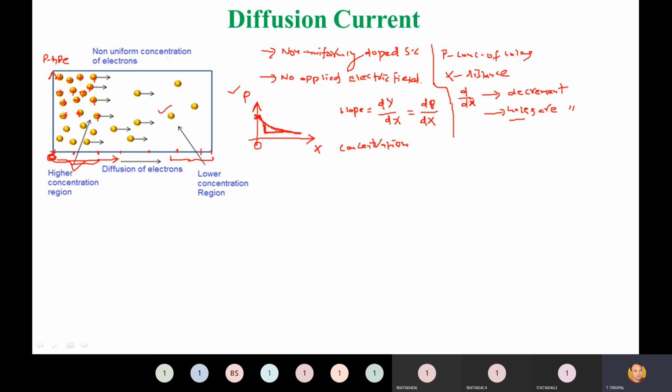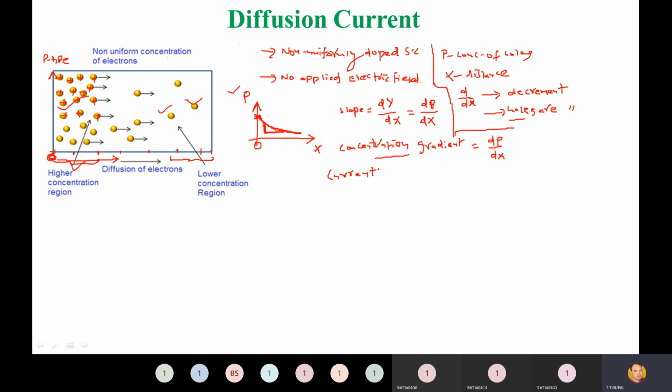Concentration means charge carriers. Gradient means decrement. So the concentration gradient can be written as dp divided by dx, and it decays from left side to right side. This concentration gradient exists here, and holes are moving from one point to another point. So as current exists, current density also exists here.